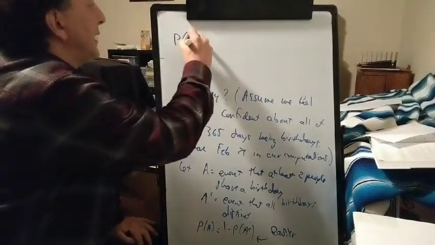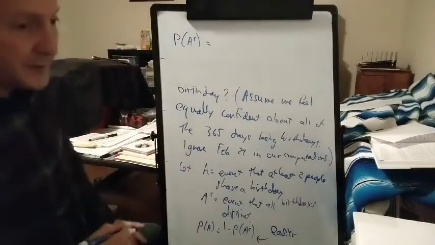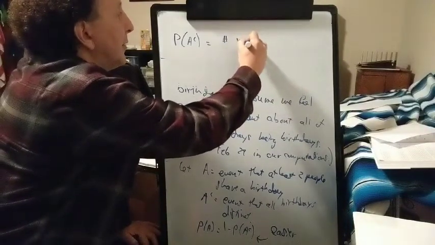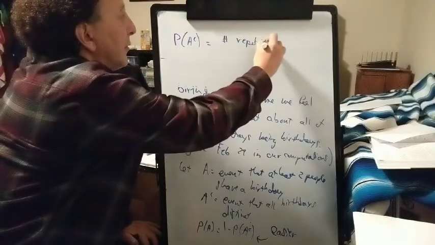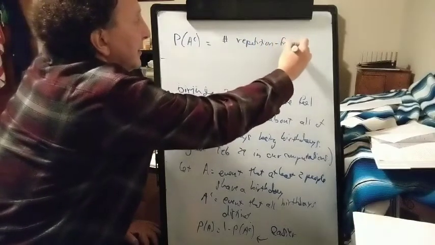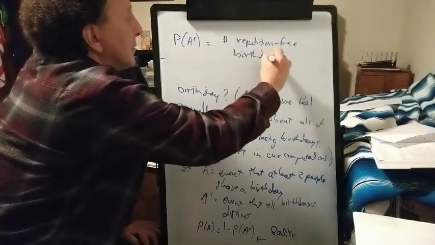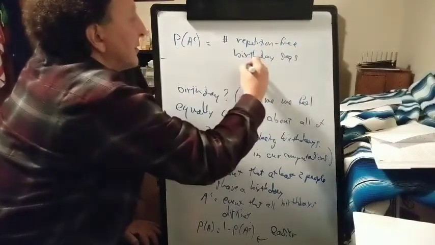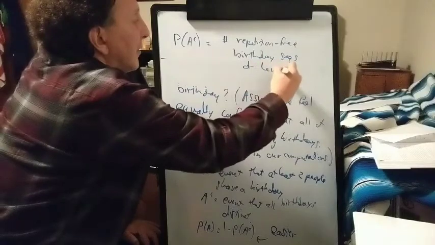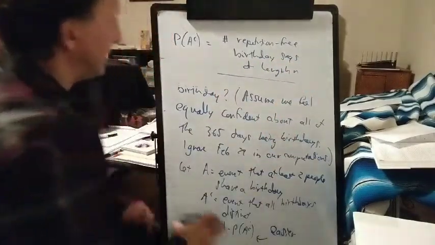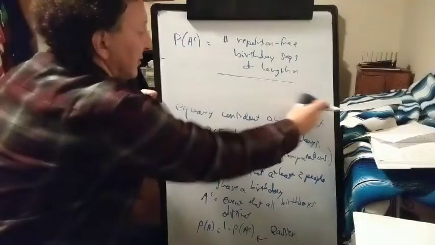The probability of A complement equals the number of repetition-free birthday sequences of length n, divided by the total number of birthday sequences of length n.